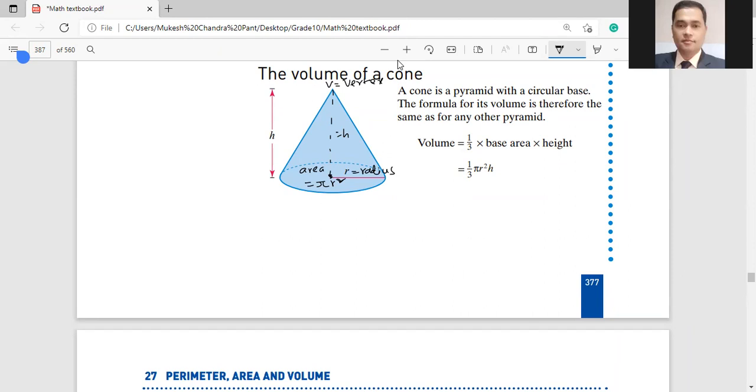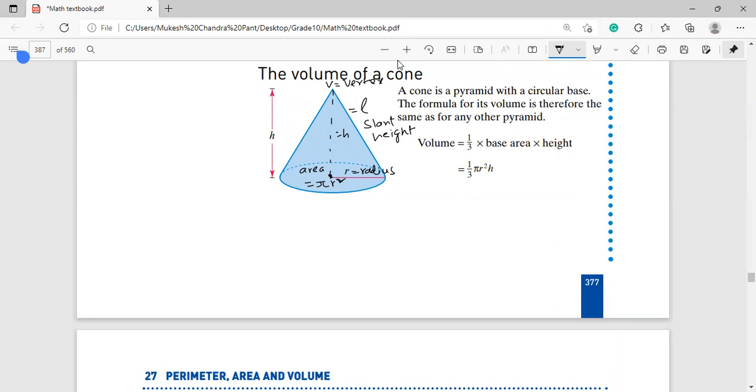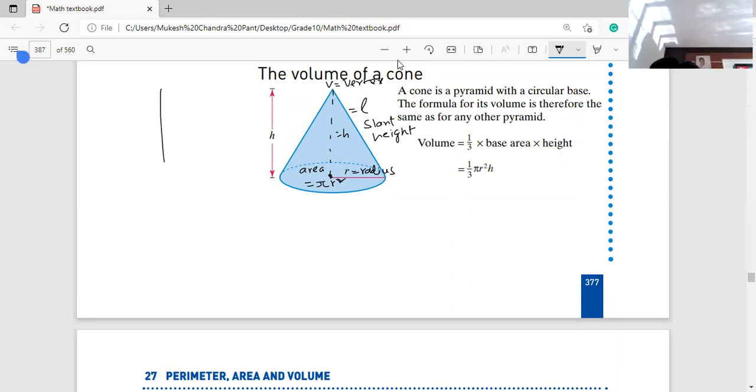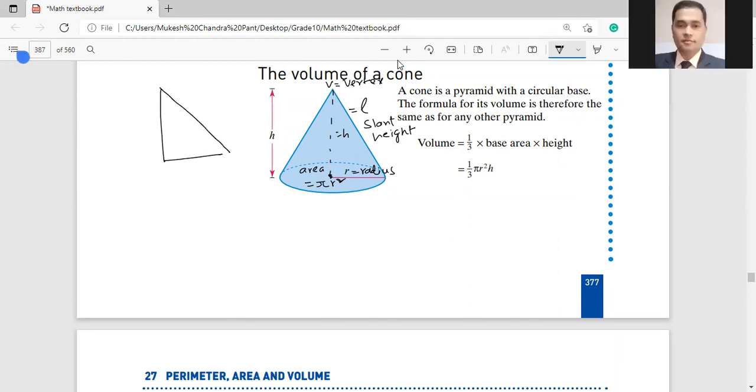L you can say is the slant height, or sloping height. In some books you find the word slant, in your book it's sloping. It's like a hypotenuse, right, sir? Yes, of course, you are absolutely right. It's the hypotenuse. This L is the slant height or sloping height.